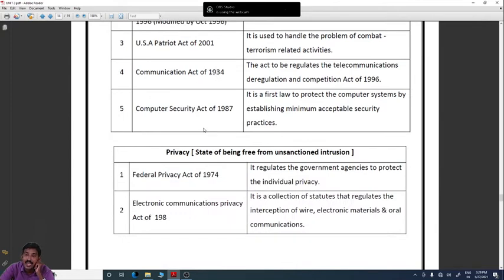The next ones are the laws that handle privacy. Privacy means a state of being free from unsanctioned intrusion. One is the Federal Privacy Act of 1974.